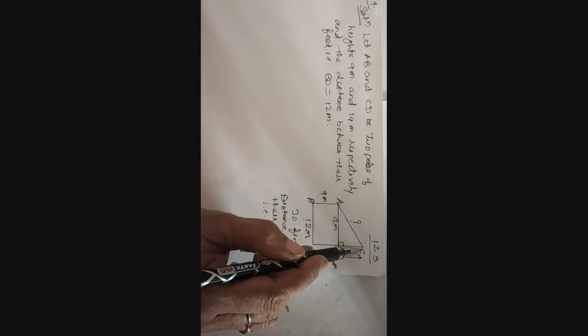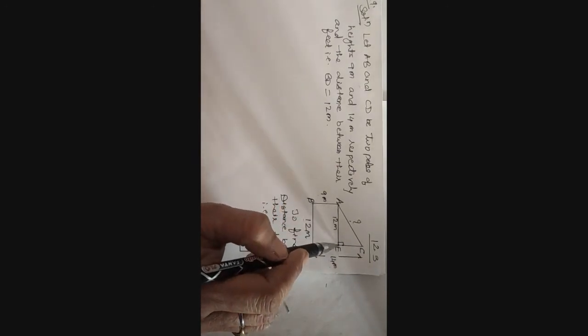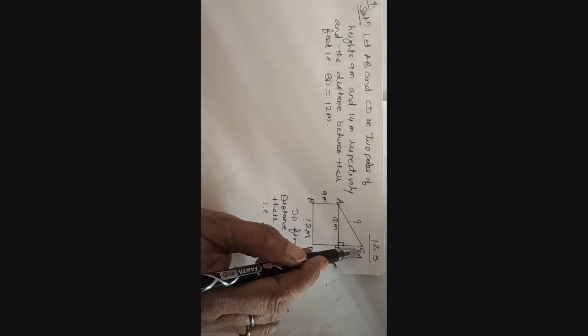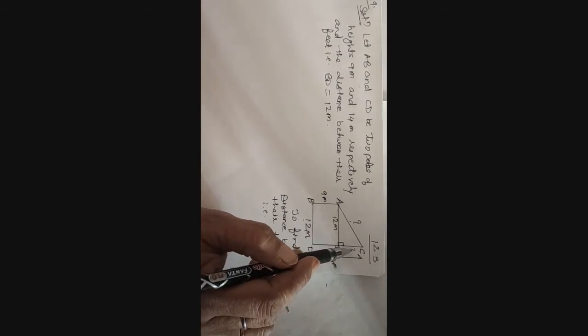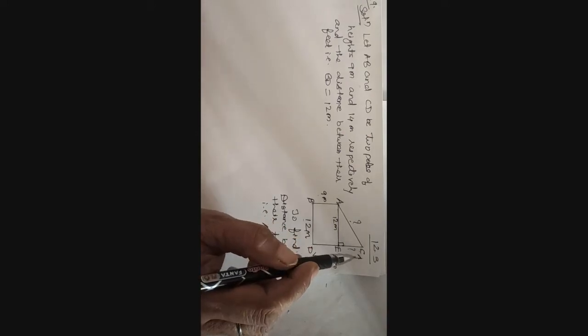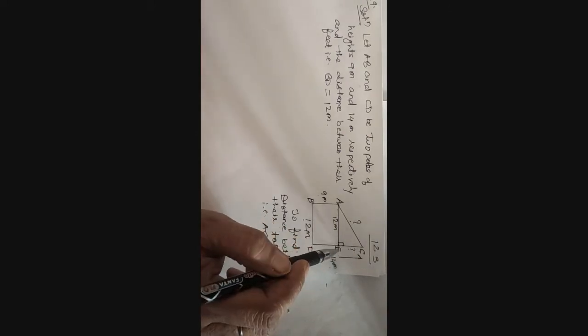You have to find AC. Now AE you already have, it means you must know CE also. So if you know CE, by using Pythagoras theorem you can find AC. Okay, so let's find out CE first.